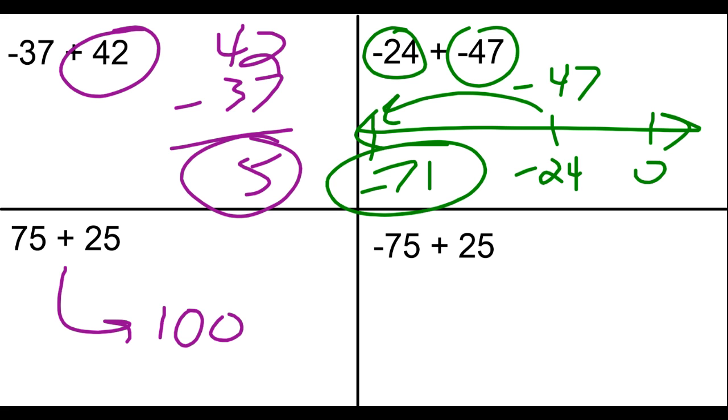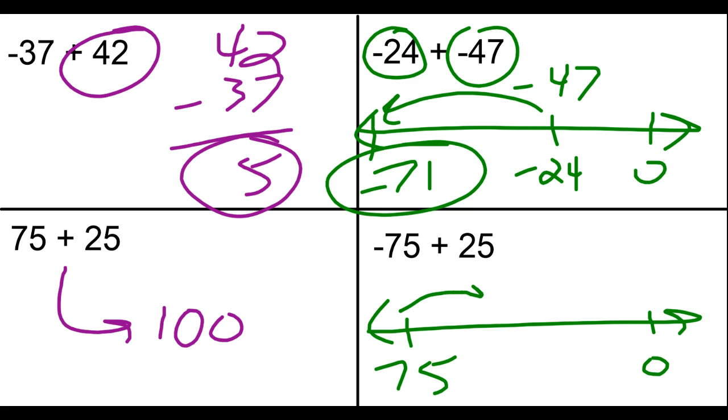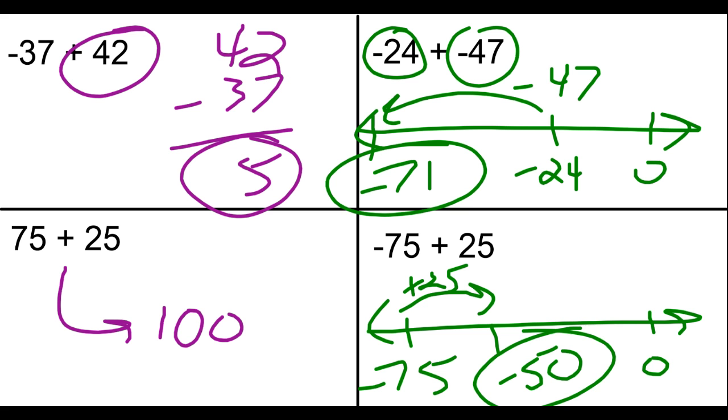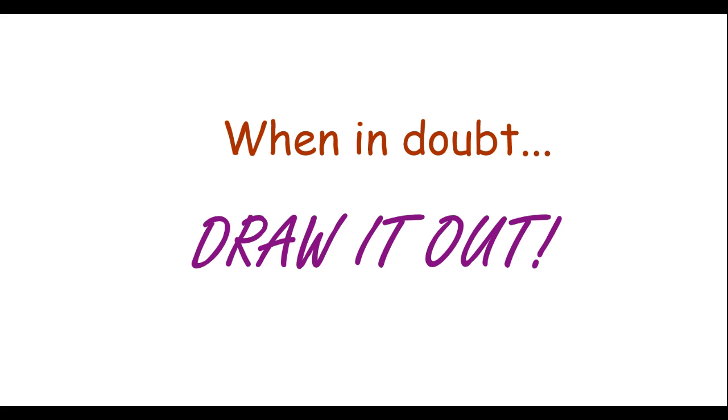And finally, negative 75 plus 25, two different signs for numbers. So if we start out at negative 75 and move by positive 25, that takes us closer to 0. How close? Well, 75 minus 25 steps back to 0 gives you negative 50. And so anytime that we have some confusion about how to add negative numbers, we can always use a number line, which leads to the phrase that I like to use for adding and subtracting negative numbers. When in doubt, draw it out.